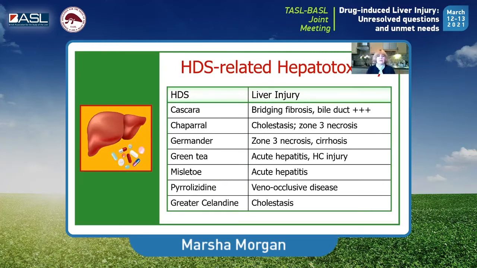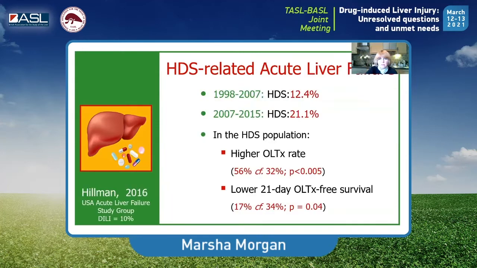So we see here Cascara, for example, bridging fibrosis with massive bile duct proliferation, Germander often with chronic hepatitis and cirrhosis, mistletoe, some of the most florid cases of acute hepatitis. So there are some signatures related to some of these compounds.